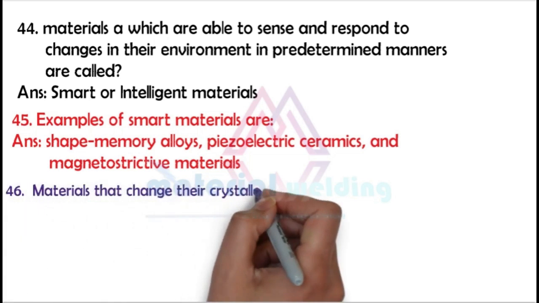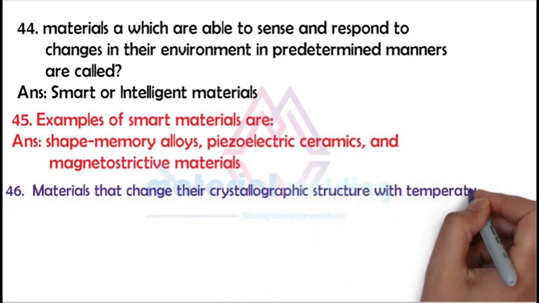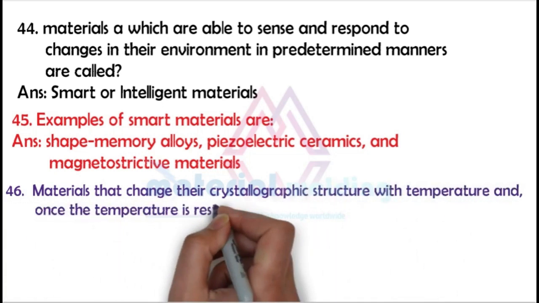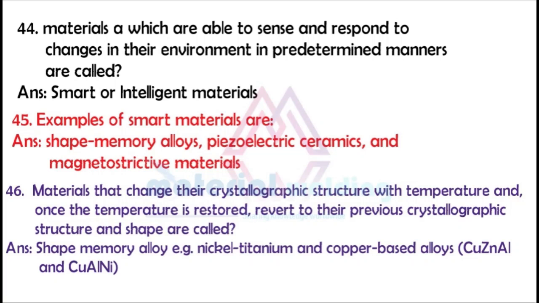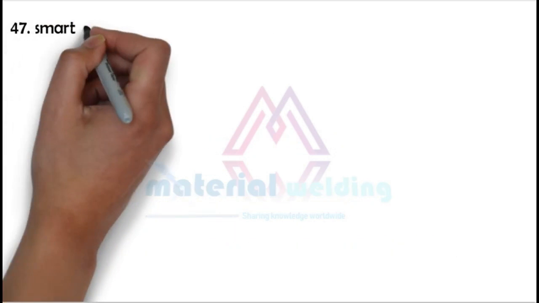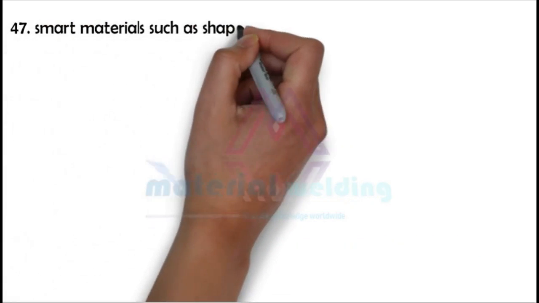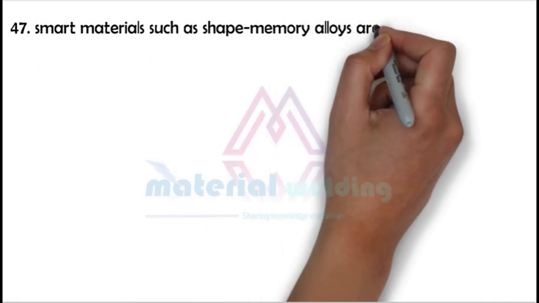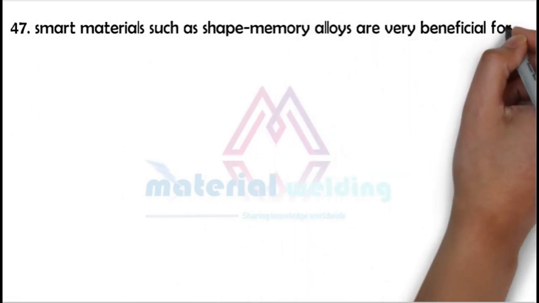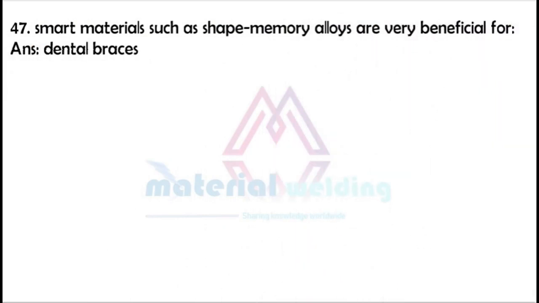Next, materials that change their crystallographic structure with temperature and once the temperature is restored revert to their previous crystallographic structure and shape are called shape memory alloys, for example nickel, titanium and copper based alloys. Smart materials such as shape memory alloys are very beneficial for which application? Answer: dental braces.